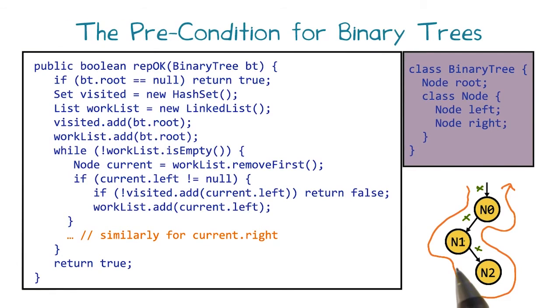We are done visiting both the left and right children of n1, and so we return to its parent node n0. We already visited its left child, but not its right child. So we visit its right child, which is null. At this point, we are done visiting all left and right fields of all nodes reachable from the root field.